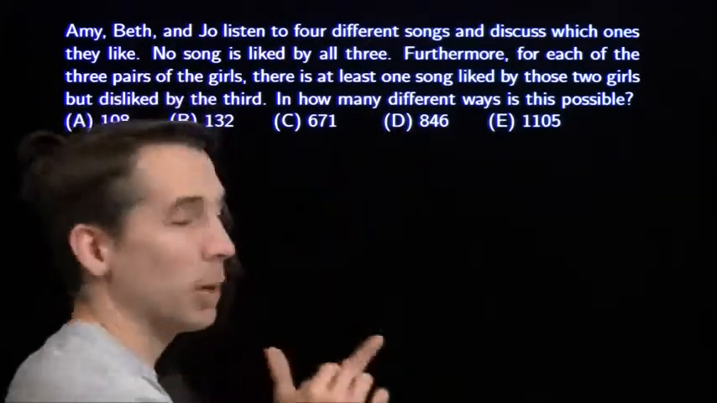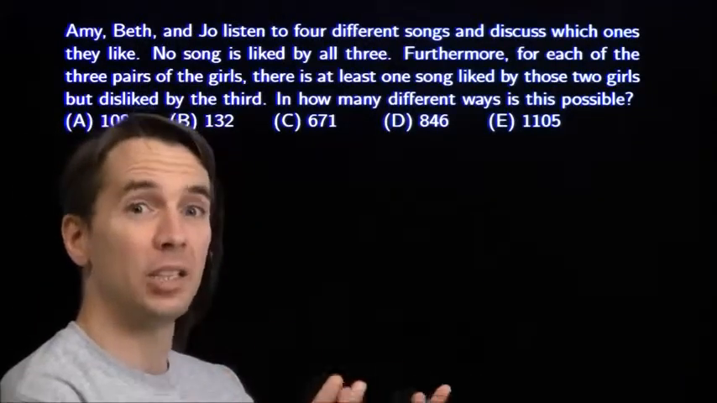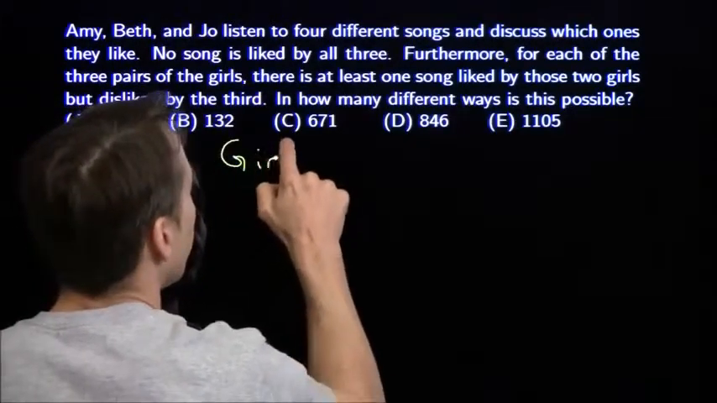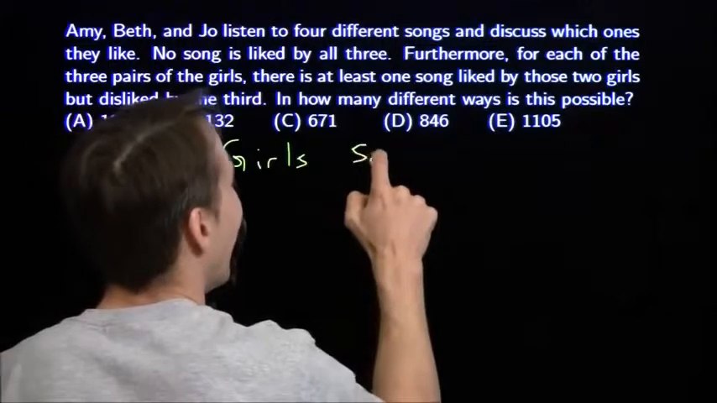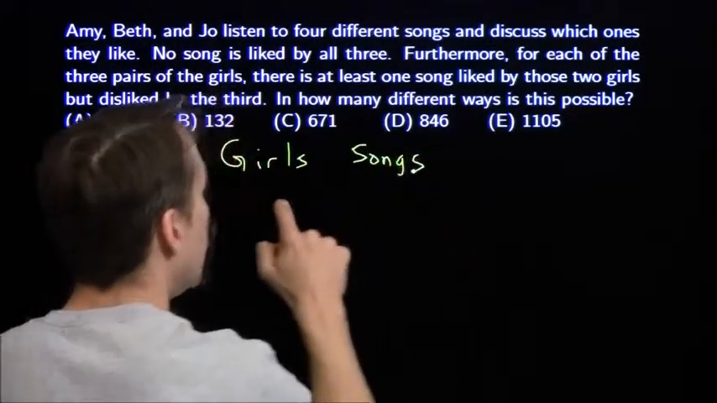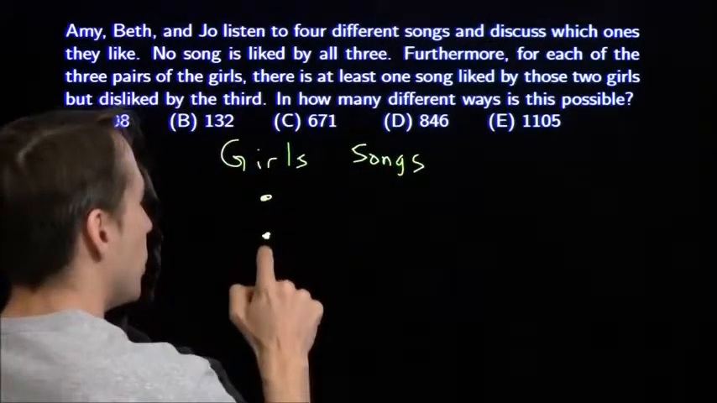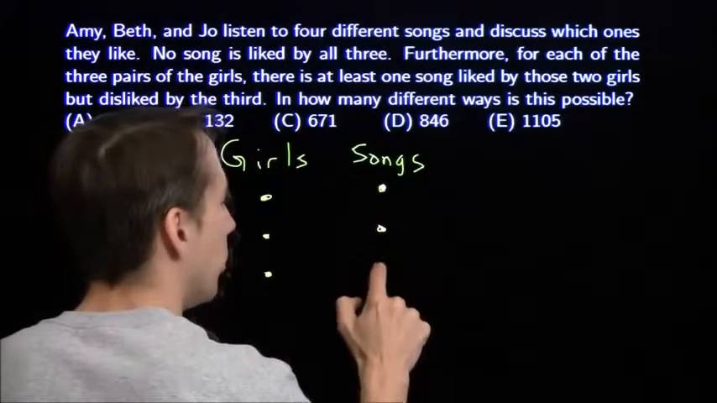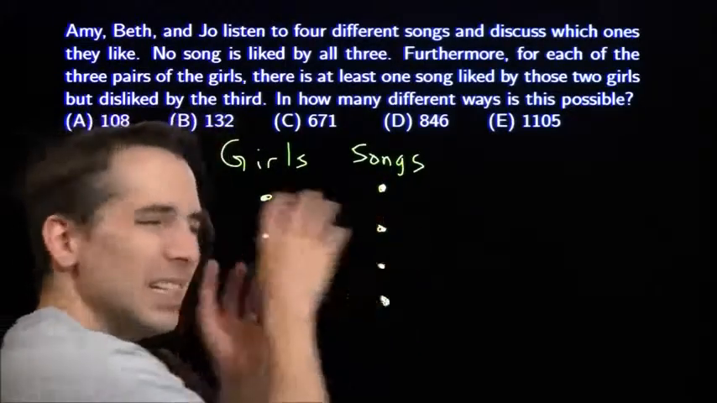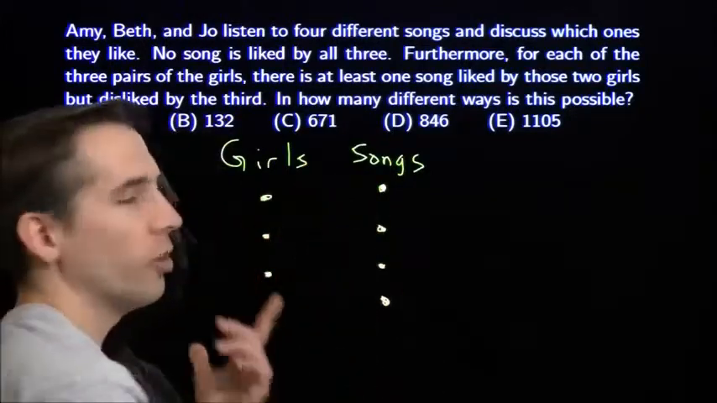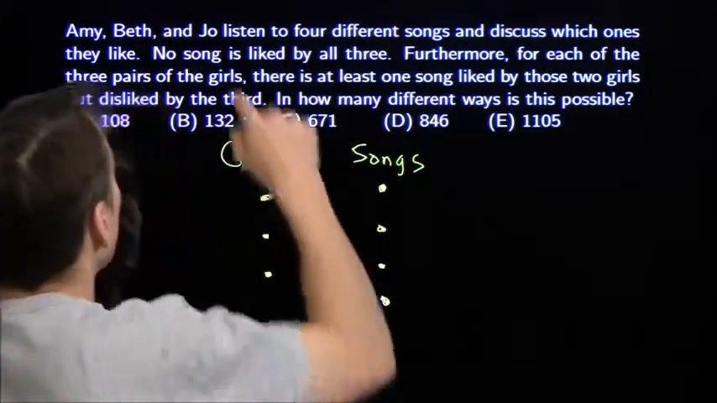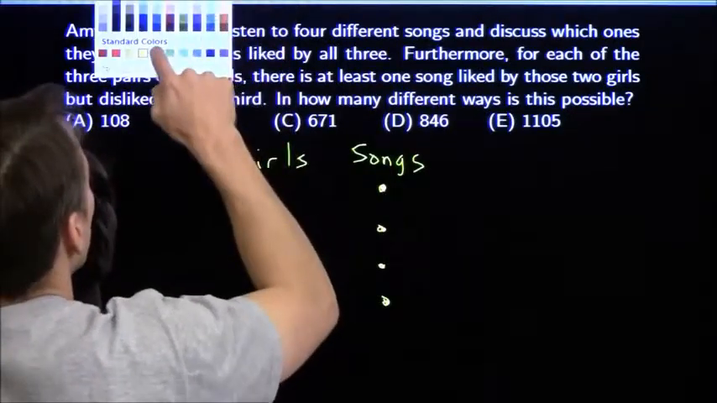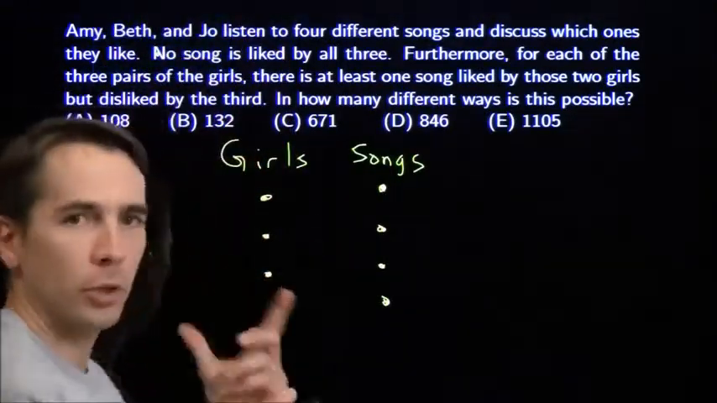And what we're trying to count is the number of ways to make connections between girls and songs. Now, with counting problems about connections, I like to draw pictures. Specifically, I like to draw pictures we call graphs. Put a point for each girl, a point for each song, and then we connect the points based on what songs what girls like.